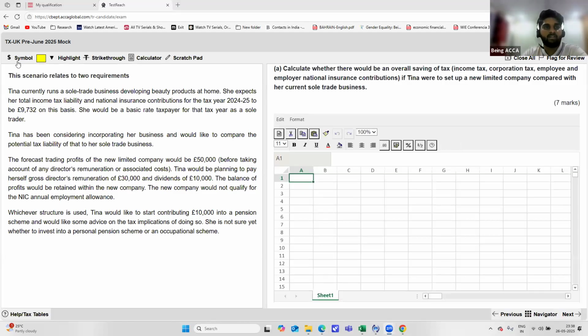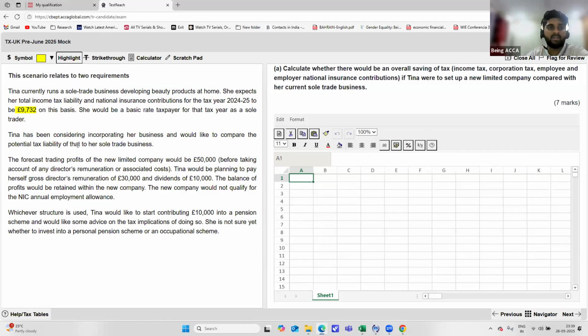This question has two requirements. We can see Tina currently runs a sole trade business developing beauty products at home. She expects her total income tax liability and national insurance contributions for the tax year 24-25 to be 9,732. So her tax liability and the NIC together will be 9,732 as a sole trade business.